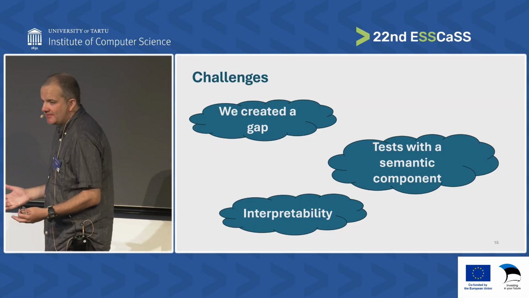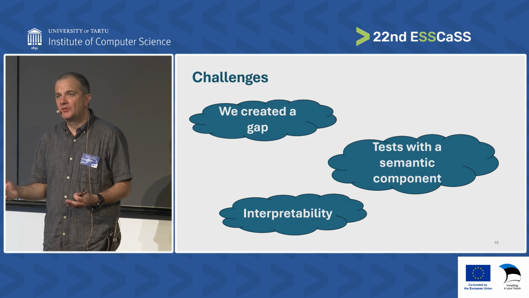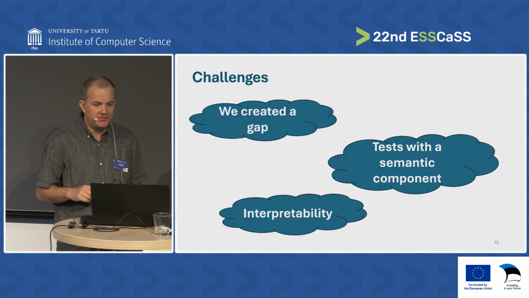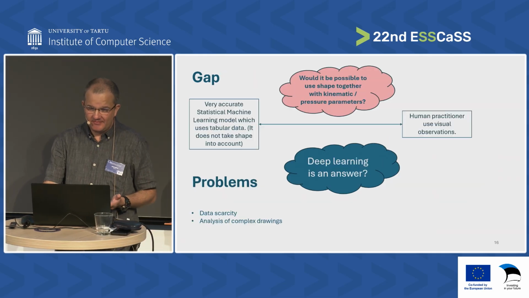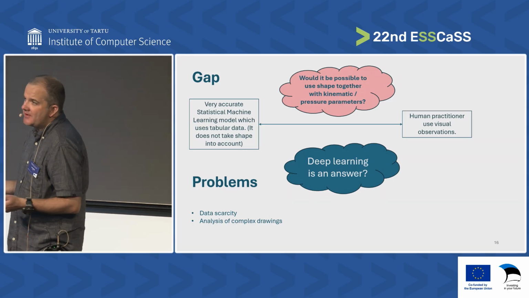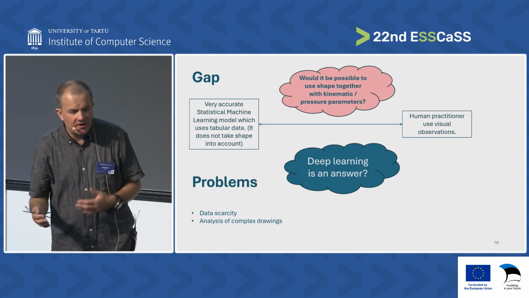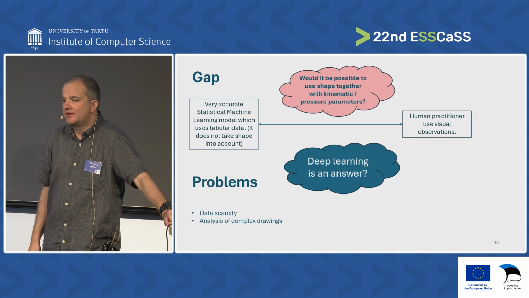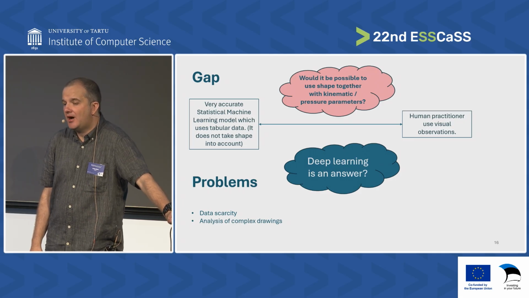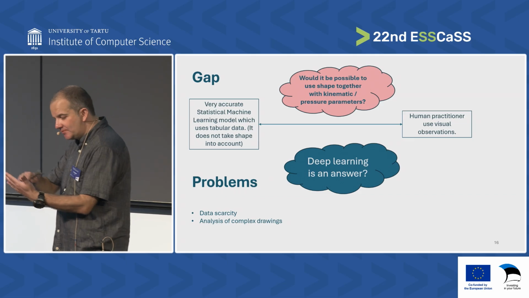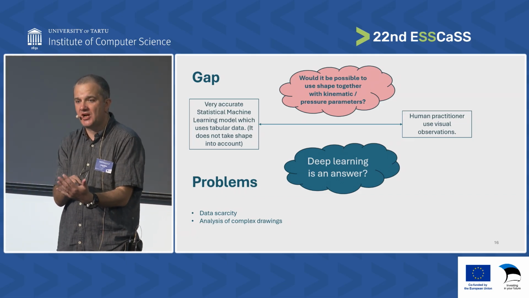We have another test, where the semantic component is more important than the kinematic or pressure component. And then finally, I would like to return to the question of interpretability. So, where is the gap? The problem is that we created very accurate models, and most probably if we invested more time, we would somehow get larger data sets. Most probably we can even do it better, but our models, being statistical machine learning, do not take shape into account. And human practitioners were taught to observe how the drawing process is going and see the shape.